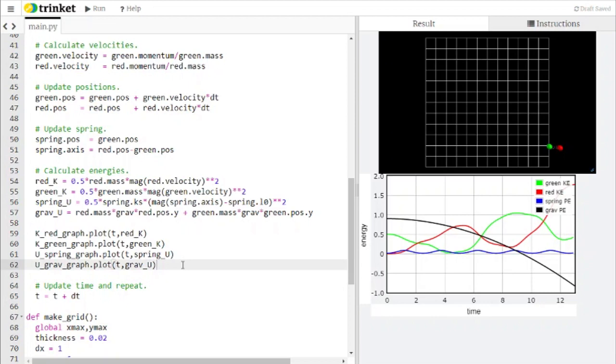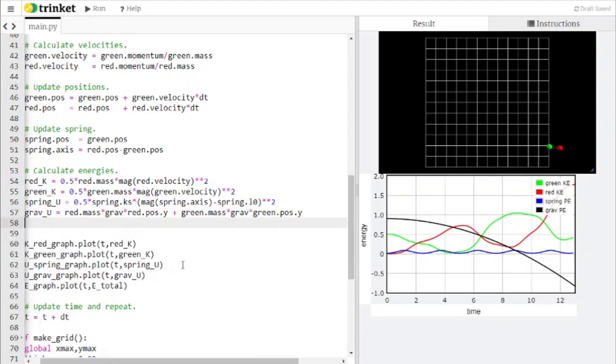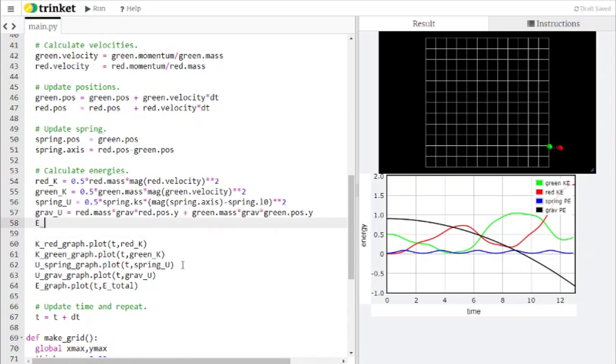Let's see. So we'll need an E graph dot plot T comma E. Oh, wait, I haven't given it a name yet. Let's make it E total. I don't think it'll like a capital E since that's exponentiation. E underscore total. We just need to add up all of these other energies. So red K plus green K plus spring U plus grav U. And now, if we've done this correctly, if all of the physics in here is correct, this purple should be a flat horizontal line.